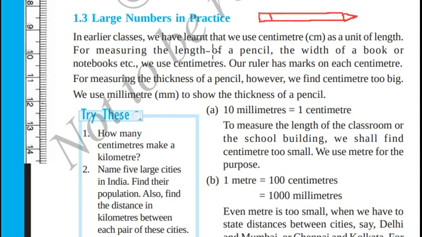Large numbers in practice. We have learned that we use centimeter as a unit of length. Say for instance, we are measuring the length of a pencil. We use centimeters as a unit to measure the length of a pencil. Now, how do we measure the thickness of a pencil? We can use centimeter to measure the thickness of a pencil, but it is not practical. So we use millimeter to measure the thickness of a pencil, because centimeter is too big. 10 millimeters is equal to 1 centimeter.